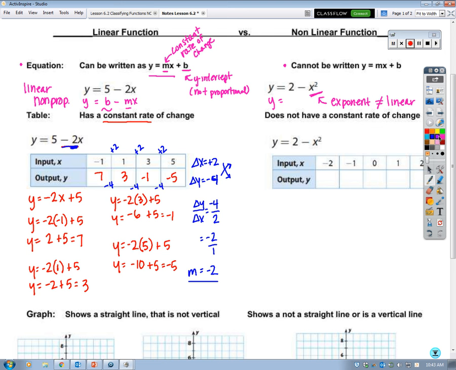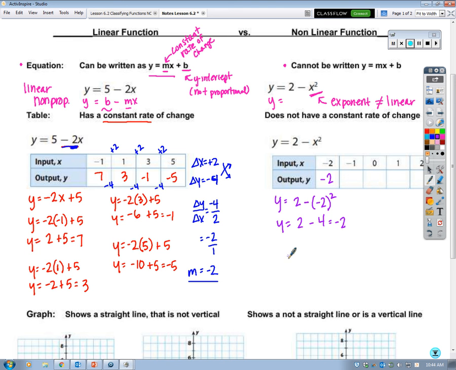I'm going to plug in my values to my equation y equals 2 minus x squared, and I'm not going to rearrange it because I don't need to. So if x is negative 2, negative 2 squared, so negative 2 times negative 2 is 4. So I've got y equals 2 minus 4, which is negative 2. So when x is negative 2, y is negative 2. When my input is negative 2, my output is negative 2.